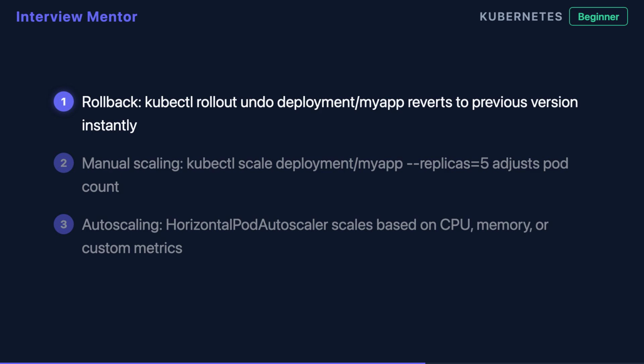Deployments also give you instant rollback. If your new version breaks, one command reverts to the previous working version. Plus, you can scale up or down manually with a single command, or even automate it with a horizontal pod autoscaler based on CPU or custom metrics.